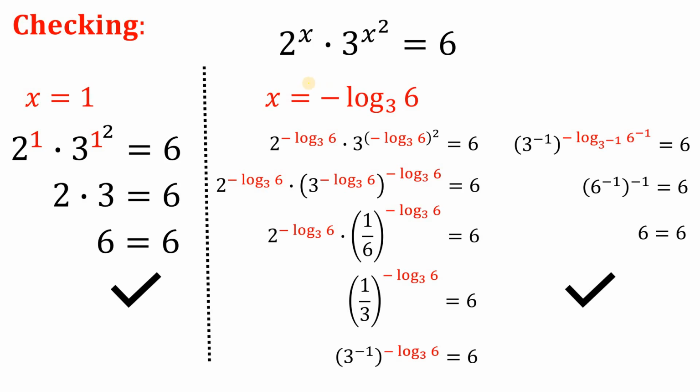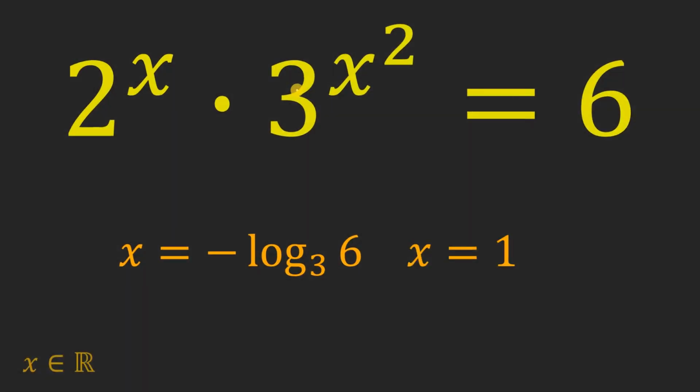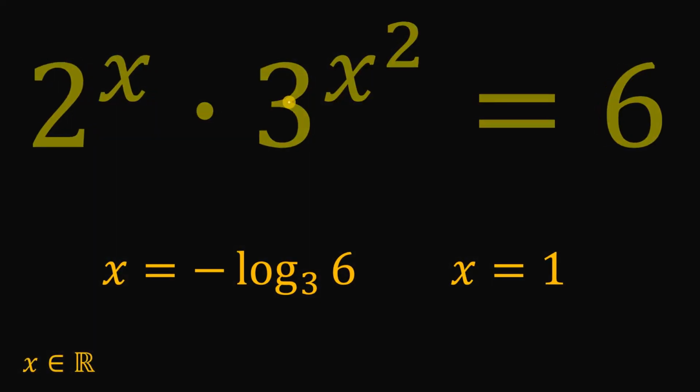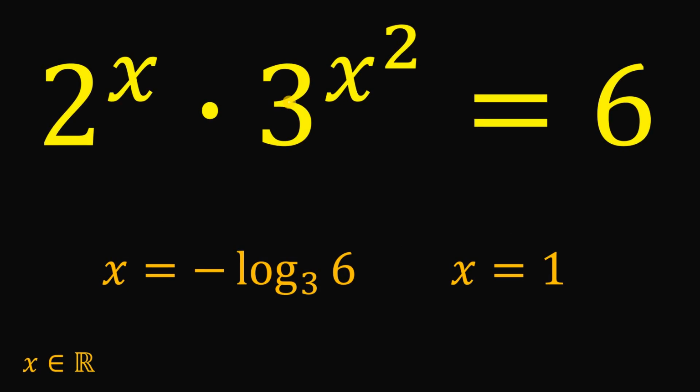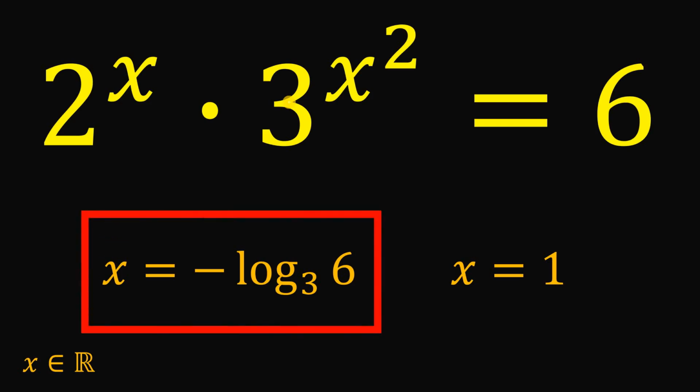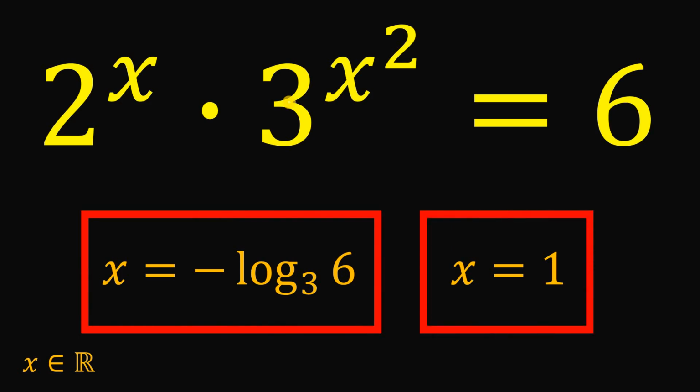Therefore, given this equation, 2 raised to the power of x times 3 raised to the power of x squared equals 6, then we found two real values of x that satisfies this equation. The first one is x equals negative logarithm of 6 to the base of 3, and the second one is x equals 1. And as always, we are done.